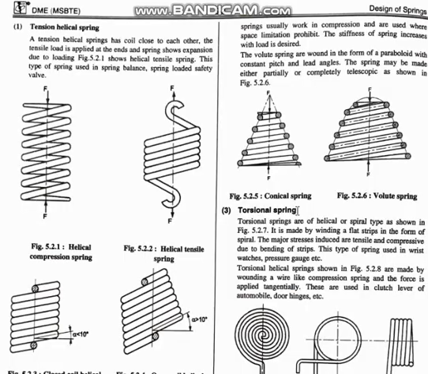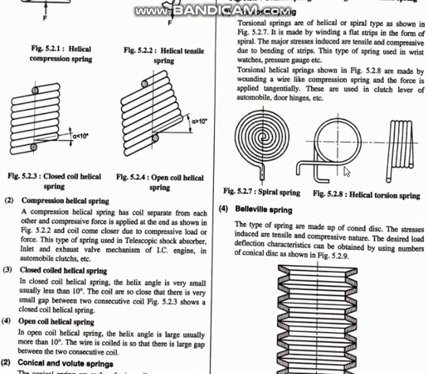Then conical springs are in the form of a cone, and volute springs are in the form of a paraboloid. These are the two things we have seen. In the case of helical springs, the spring stiffness is constant. Here, in those two cases, the spring stiffness increases with the load. Then we have torsional springs.